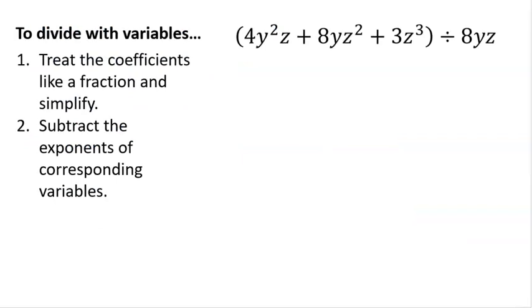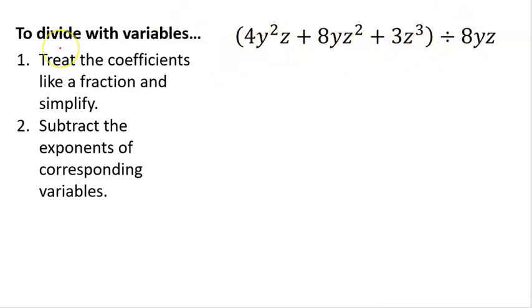When we divide with variables, we're going to treat the coefficients like a fraction and simplify. And then we're going to subtract exponents of corresponding variables. So first you might get a problem that looks more like this, where they're using the obelus, or the division sign. And all that means is this is going to be underneath all of these.